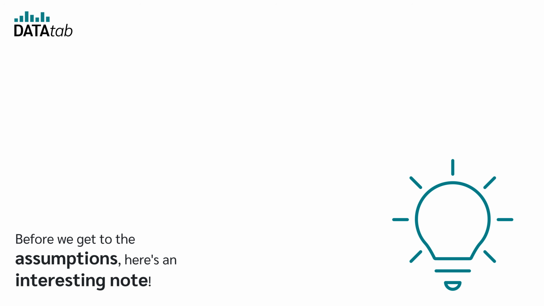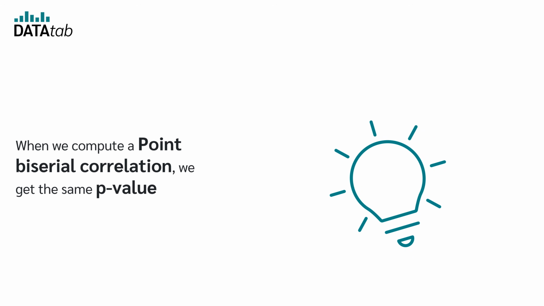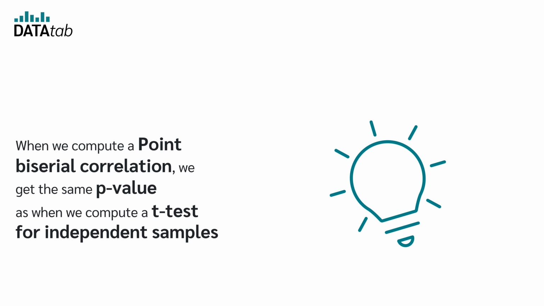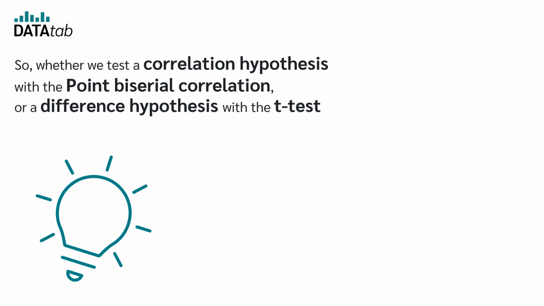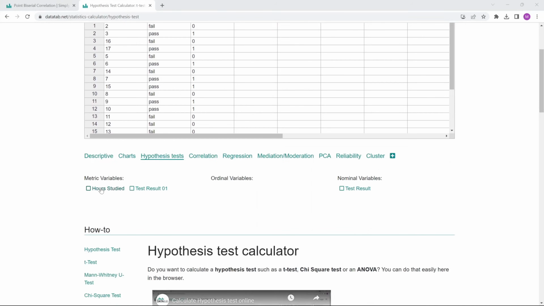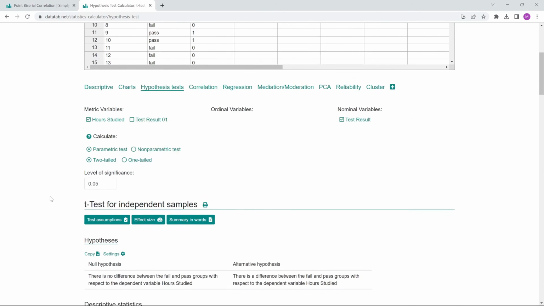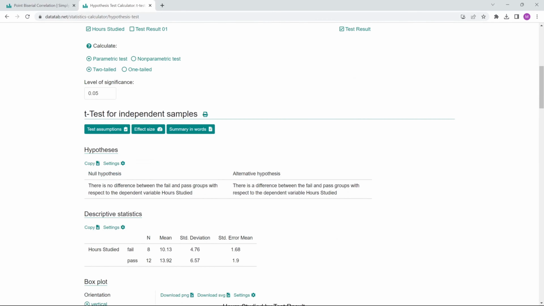Before we get to the assumptions, here's an interesting note. When we compute a point biserial correlation, we get the same p-value as when we compute a t-test for independent samples for the same data. So, whether we test a correlation hypothesis with the point biserial correlation or a difference hypothesis with the t-test, we get the same p-value.